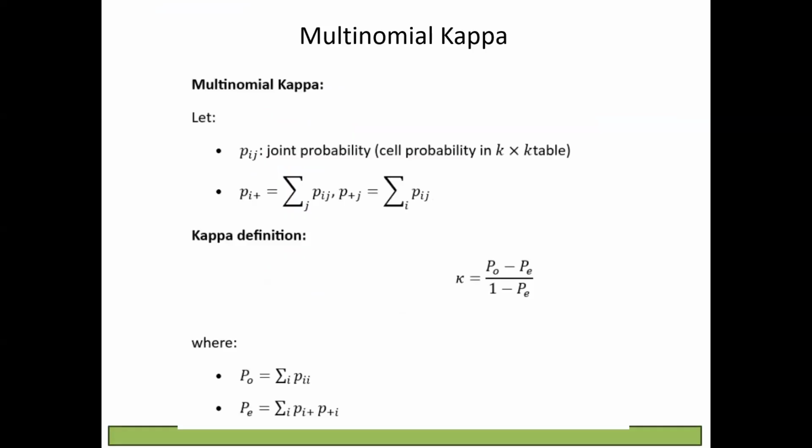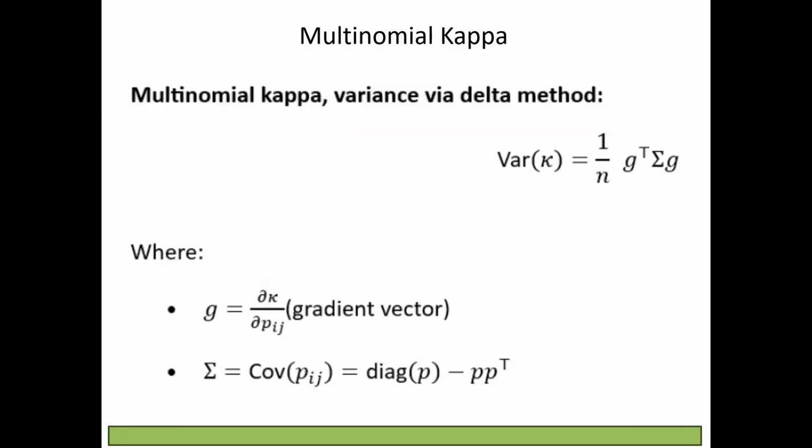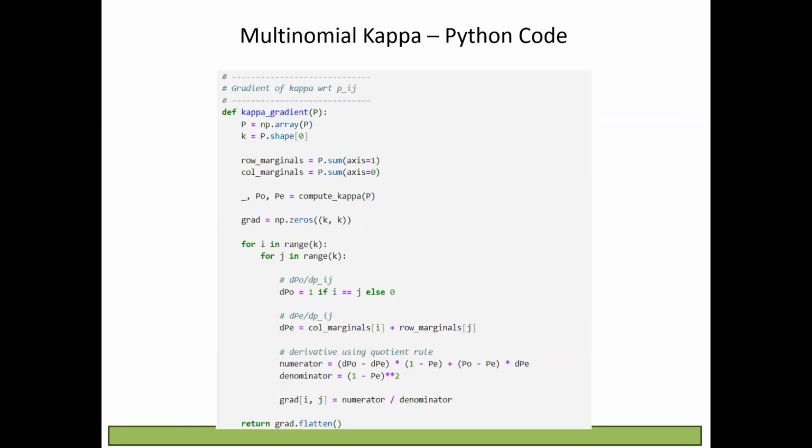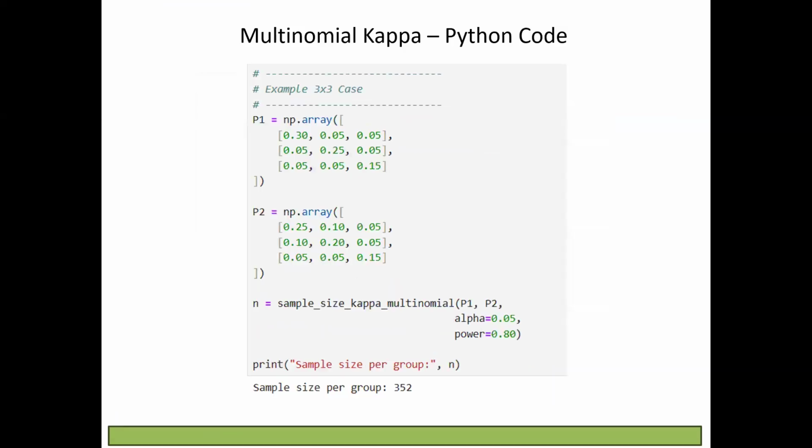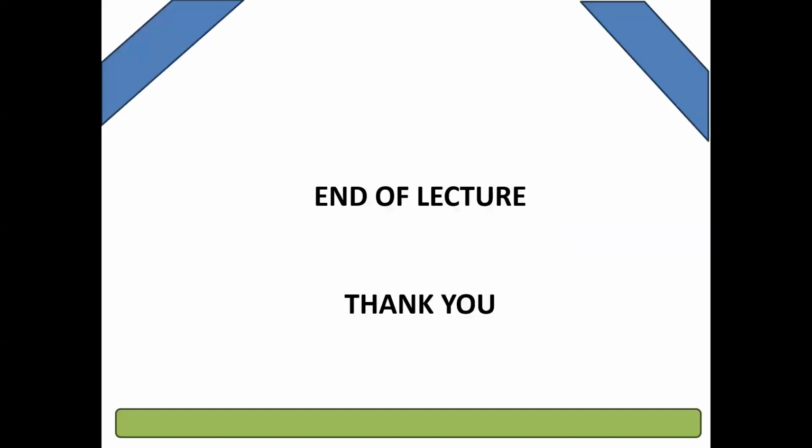Now let us see the multinomial kappa approach. Here, this is the theory about the multinomial kappa approach, and we can use the delta method for estimation of variance. This is the Python code, and using the same example, we get a sample size of 352, which is very similar to what we got from the simulation technique. So this is all for today. Thank you very much.